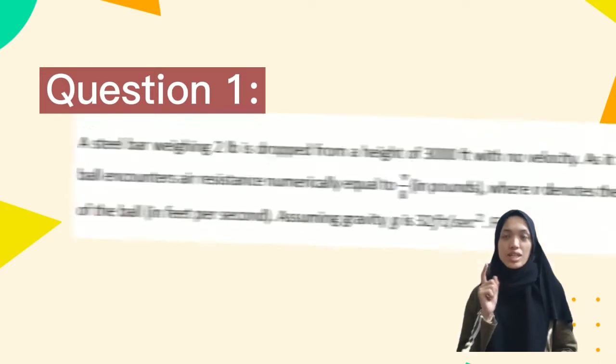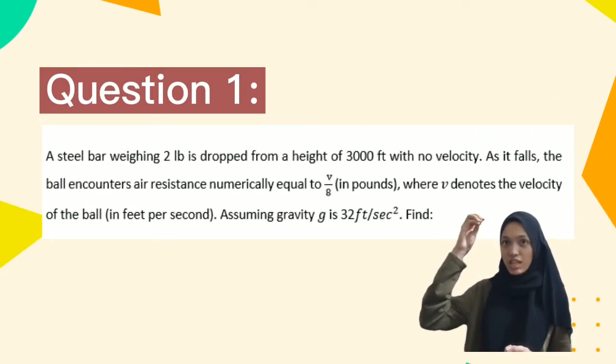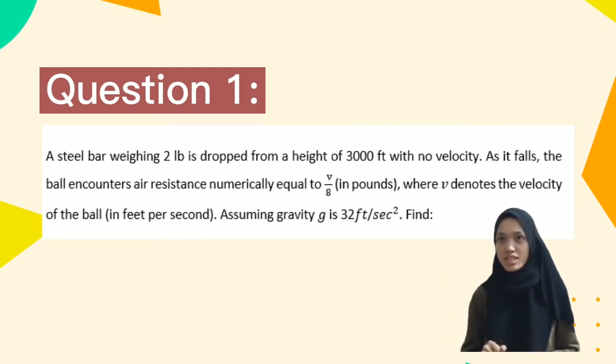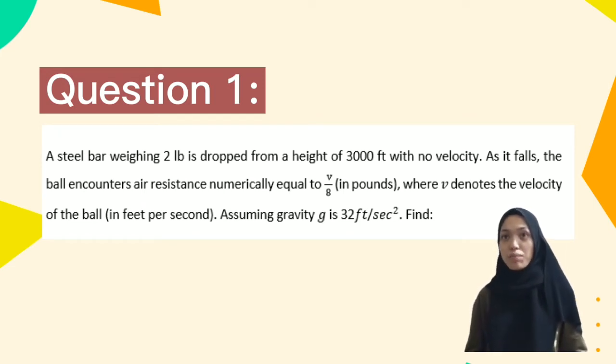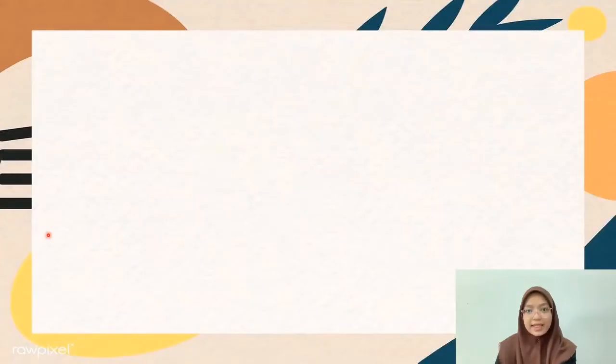Question number 1. A steel bar weighing 2 pounds is dropped from a height of 3,000 feet with no velocity. As it falls, the ball encounters air resistance numerically equal to V over 8 pounds, where V denotes the velocity of the ball in feet per second. Assuming gravity is equal to 32 feet per second square, first, how can we find the limiting velocity for the ball?